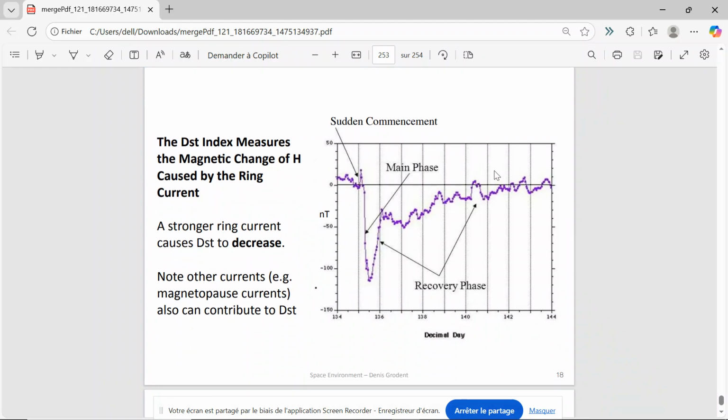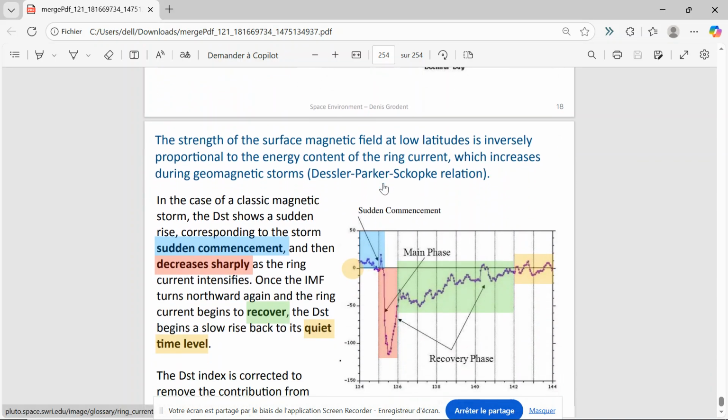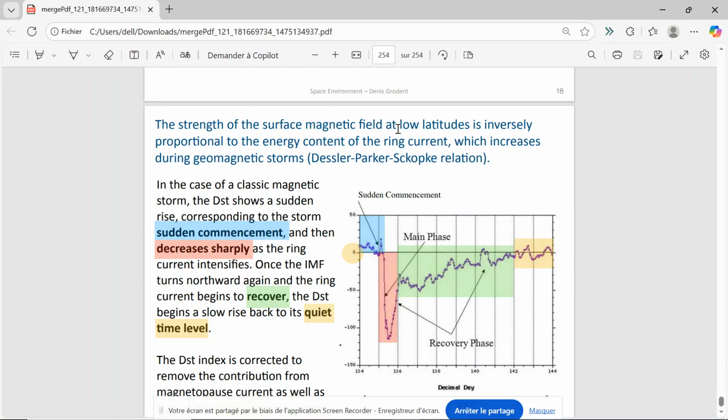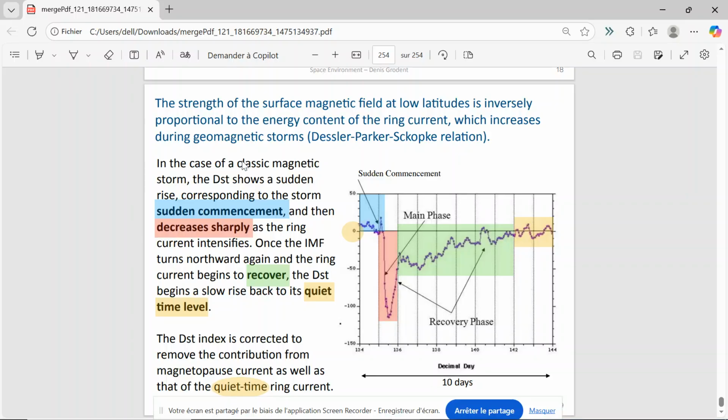We have this recovery phase right after, where the geomagnetic field continues to dominate. The strength of the surface magnetic field at lower latitude is inversely proportional to the energy content of the ring current, which increases during a geomagnetic storm. We have a sudden commencement and then a sharp decrease as the ring current intensifies. Eventually, the interplanetary magnetic field turns northward again, and the ring current begins to recover. So the Dst begins to go back to the quiet time level.